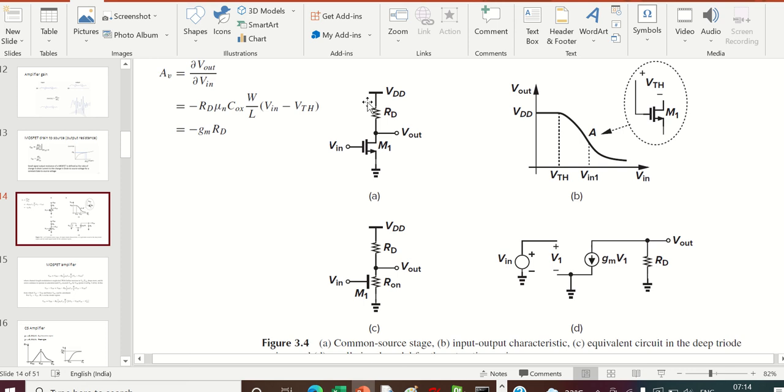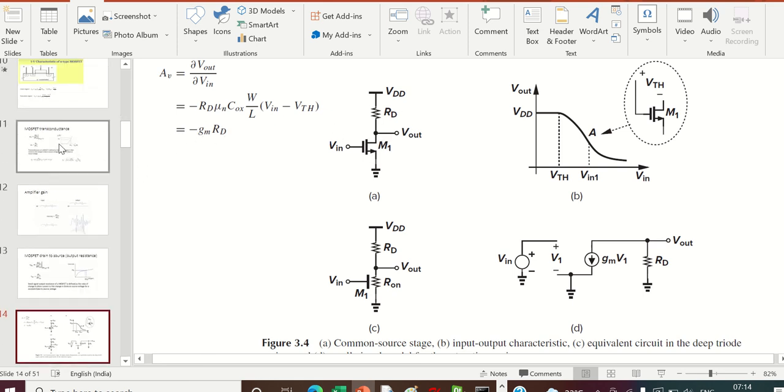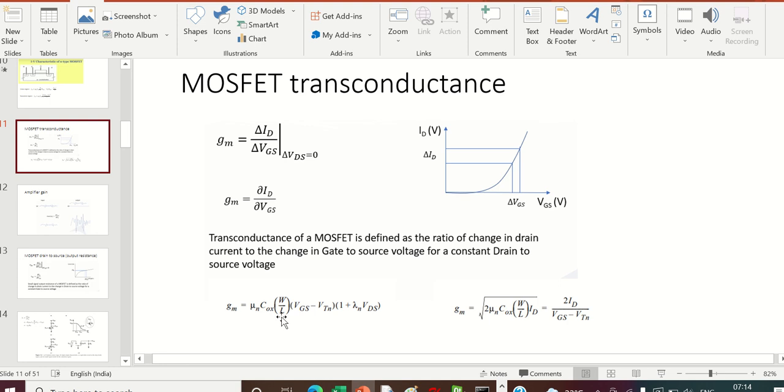So you saw I was increasing the resistance and my gain was increasing. Initially it was 8, it became 16, it became 32. I was just increasing rd. And if I increase gm, how to increase gm? It can be increased by this formula. So if I increase W by L, my gm is also getting increased.